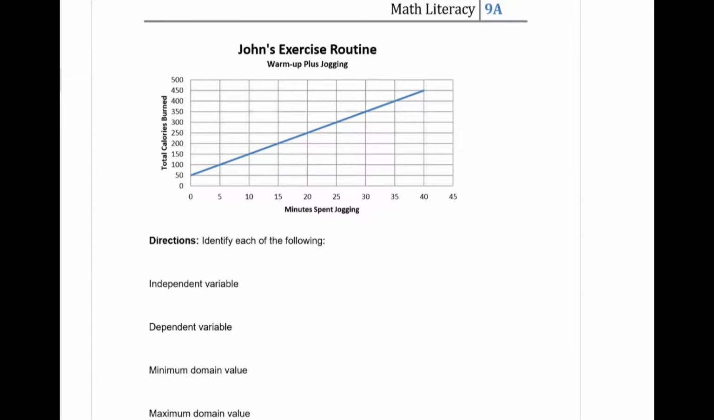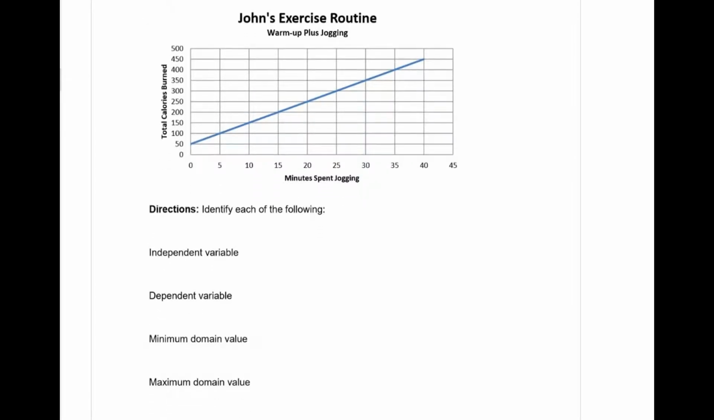And the first problem I have here says, the title of my graph is John's exercising routine. Warm up plus the jogging. Horizontal axis is the minutes spent jogging, and the vertical axis is the total calories burned. And I need to identify each of the following: the independent variable and the dependent variable. Let's start with just those two. The independent variable is always going to be the horizontal axis. Your dependent variable is always going to be your vertical axis.